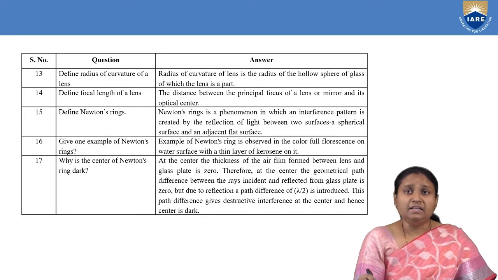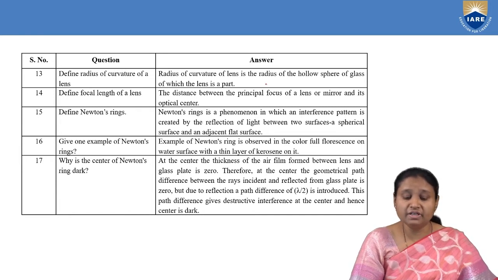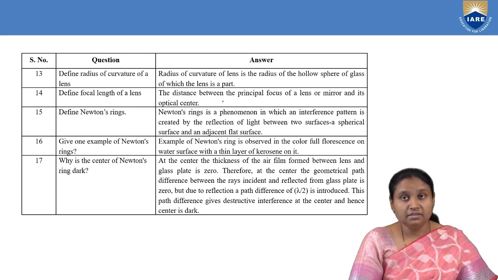Define radius of curvature of the lens. So what is radius of curvature? It is the radius of the hollow sphere of glass of which the lens is a part. Now define focal length. What is the focal length of a lens? The distance between the principal focus of a lens or mirror and its optical center is called the focal length of a lens.